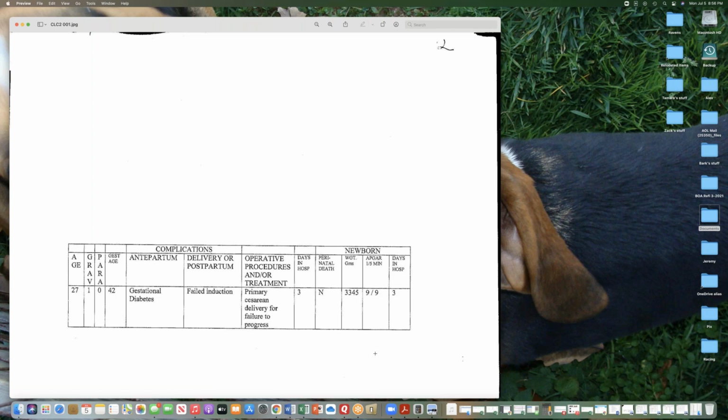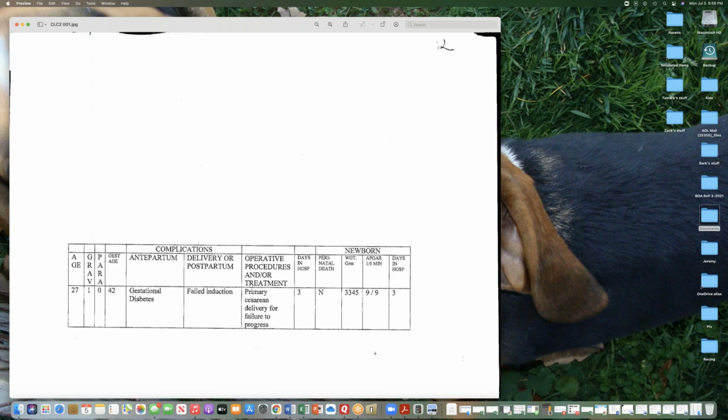So should you just put primary section under delivery or postpartum? No, that's a great question. So anything that occurs up until the time you write admit to labor and delivery, until you write that official admission order, goes in the antepartum.